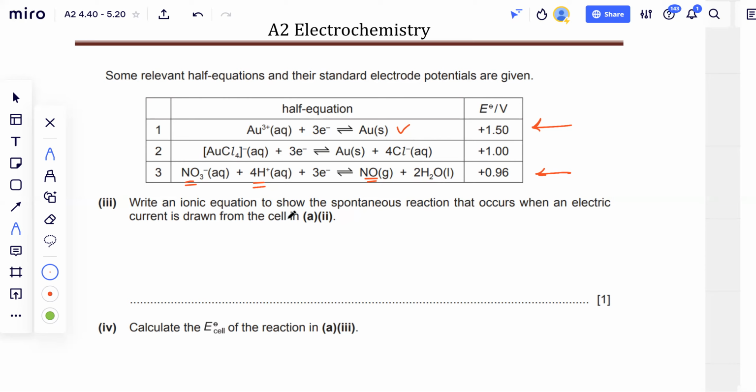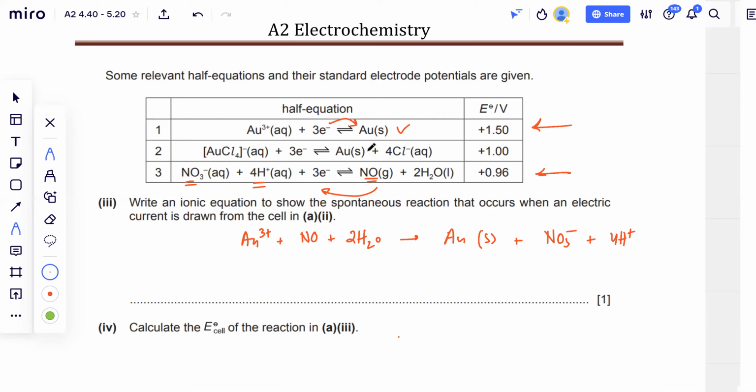So he's asking for the equation. Higher potential gains electrons, and your lower potential loses electrons, and the electrons are already balanced, so you don't have to multiply with anything. The first reactant is Au3+, and the reactants in the second equation are NO and 2H2O, right? And the products in the first one are Au solid, and the product in the second one is NO3- plus 4H+, right? So that's the reaction that's going on.